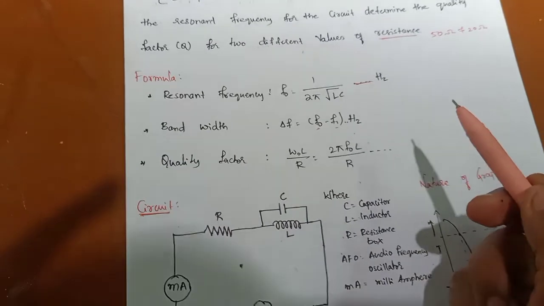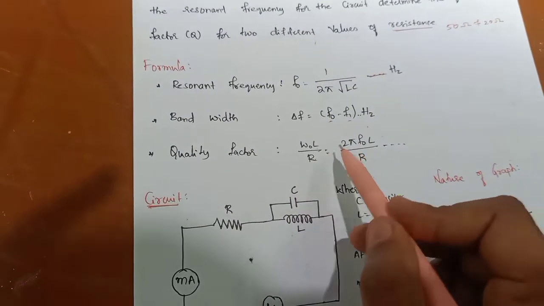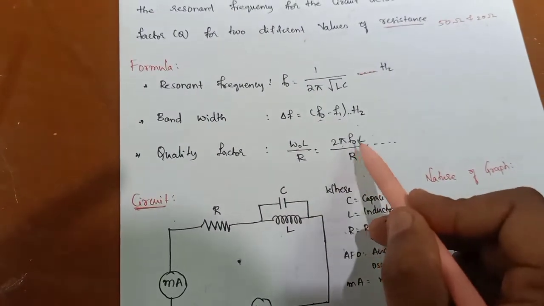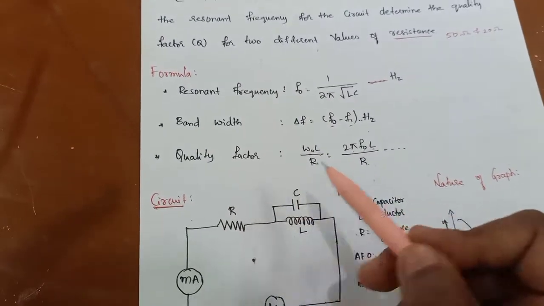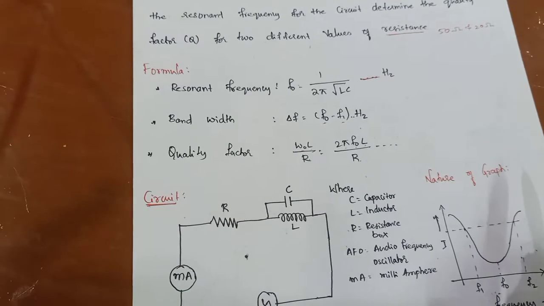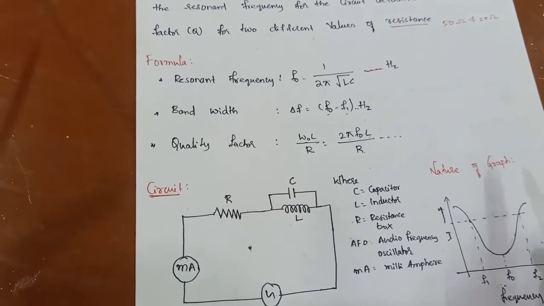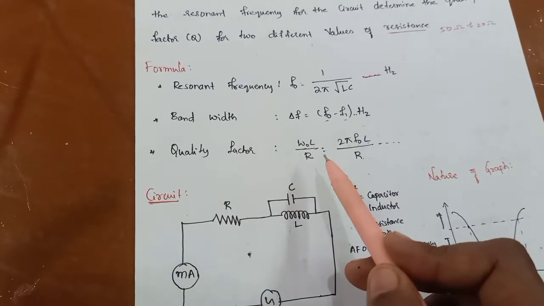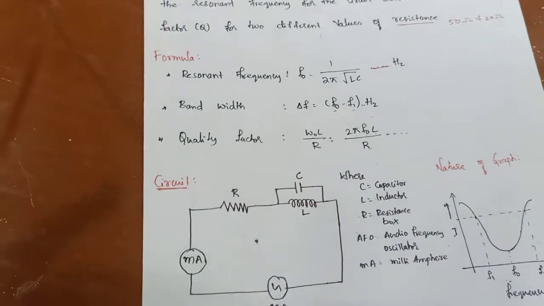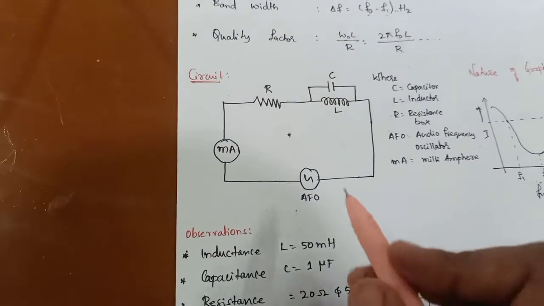And the quality factor is omega naught L divided by R, where omega naught is equal to 2 pi F naught, so Q is 2 pi F naught into L divided by R. The quality factor is defined as the sharpness of the resonating curve, or the ratio of the inductive or capacitive reactance to the applied resistance.